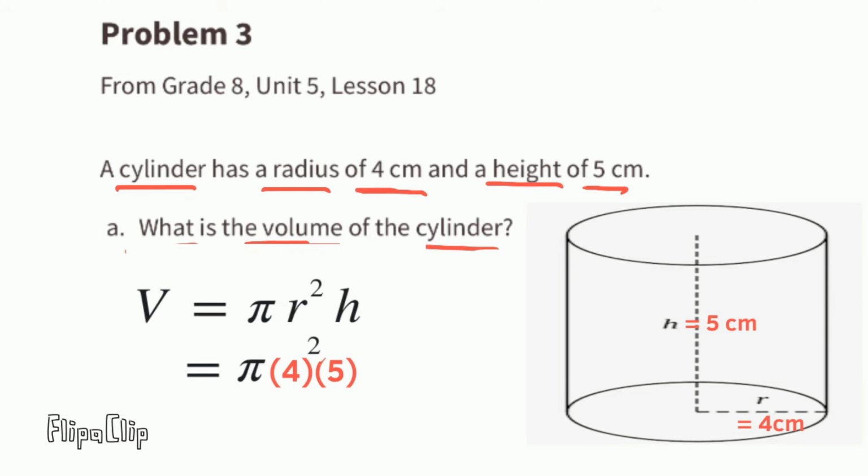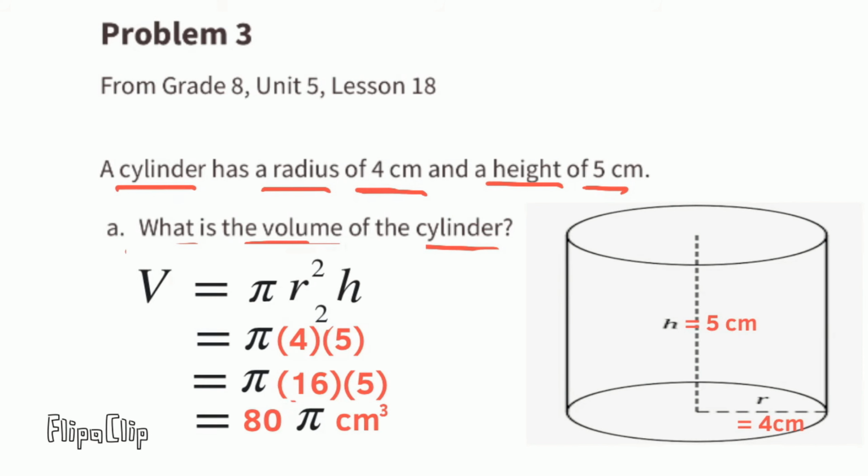The volume equals pi times 4 squared times 5. We can rewrite this as volume equals pi times 16 times 5. And since 16 times 5 is 80, we can rewrite this as pi times 80 centimeters cubed, or 80 times pi centimeters cubed. So the volume is 80 times pi centimeters cubed.